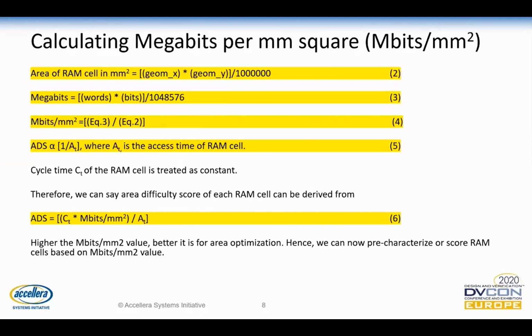Okay, so area difficulty score is directly proportional to 1 by AT, or inversely proportional to AT, where AT is the access time of RAM cell. AT, as discussed, is the time it takes from clock to queue of the memory cell.